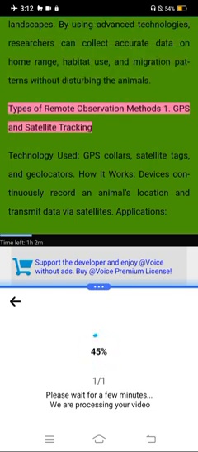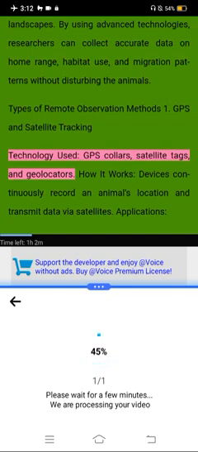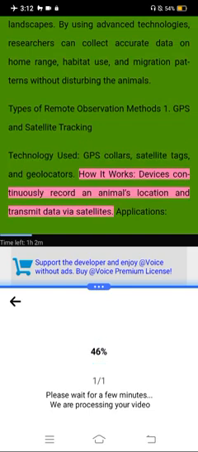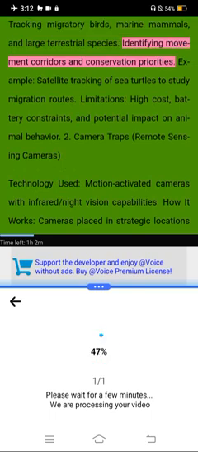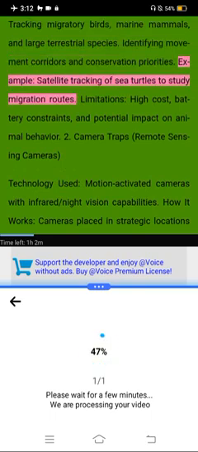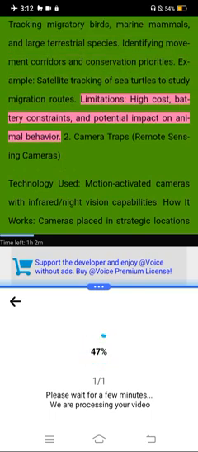1. GPS and satellite tracking. Technology used: GPS collars, satellite tags, and geolocators. How it works: devices continuously record an animal's location and transmit data via satellites. Applications: tracking migratory birds, marine mammals, and large terrestrial species. Identifying movement corridors and conservation priorities. Example: satellite tracking of sea turtles to study migration routes. Limitations: high cost, battery constraints, and potential impact on animal behavior.